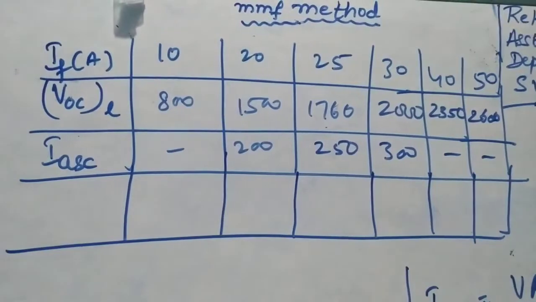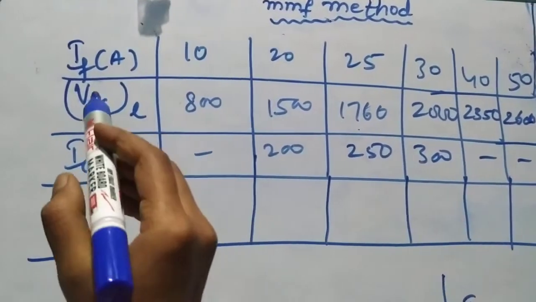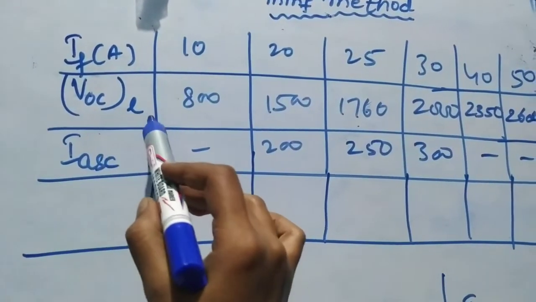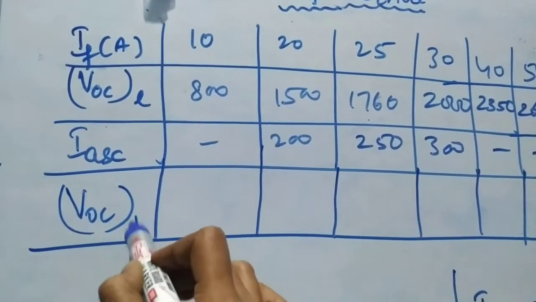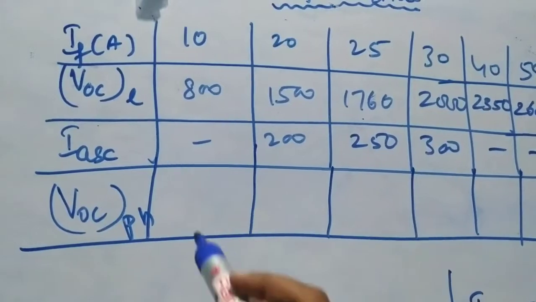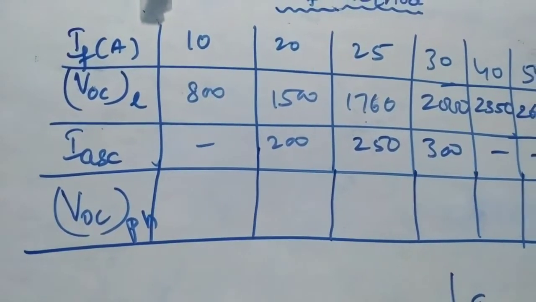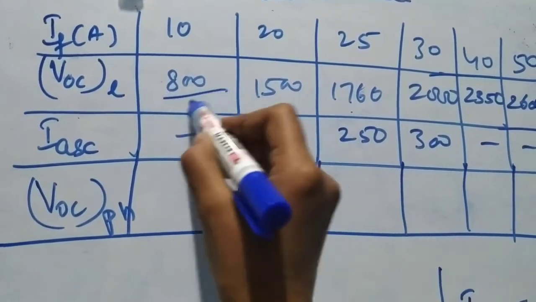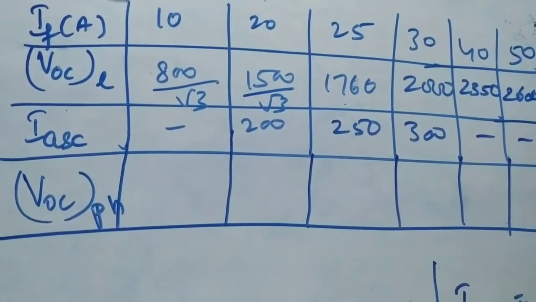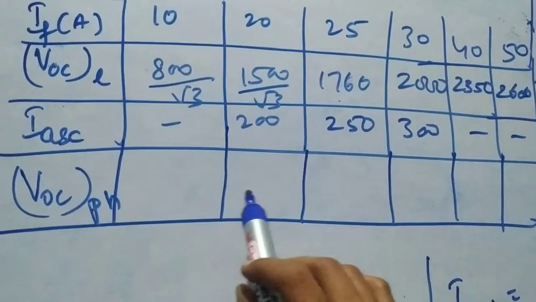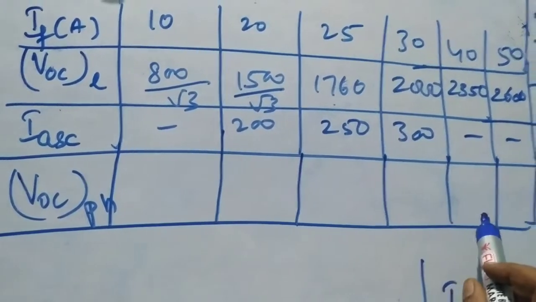So in the given problem, we can see that to plot a graph, VOC is given in terms of line voltage. So we have to convert this in terms of phase voltage, right? After solving this, that is 800 divided by root 3, 1500 divided by root 3. All these voltage values will get divided by root 3. So let us write down the values here.